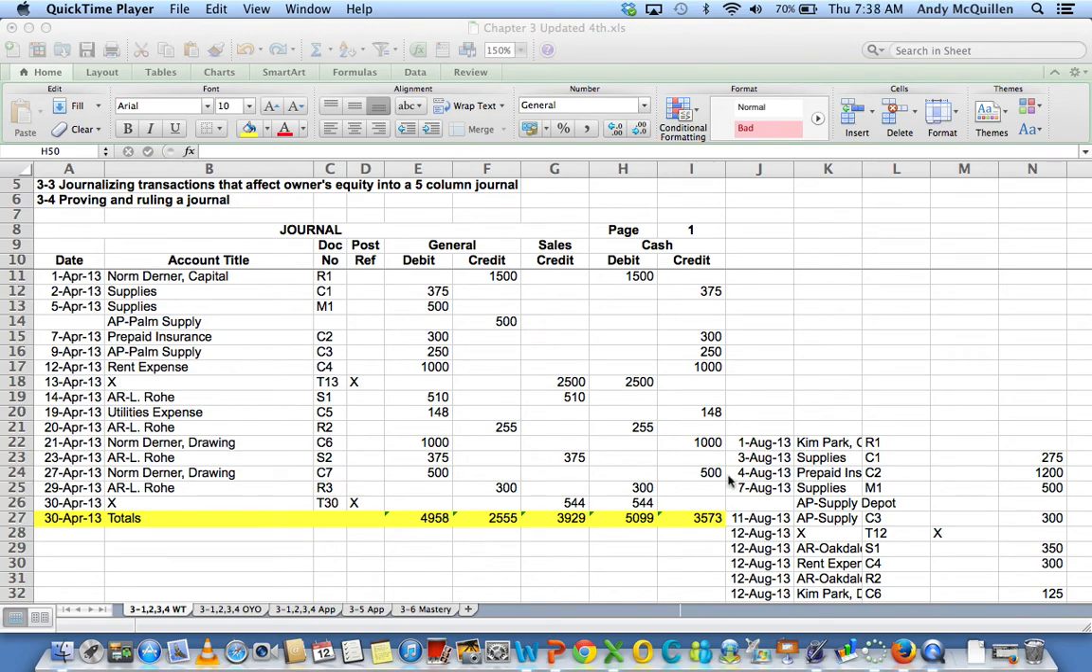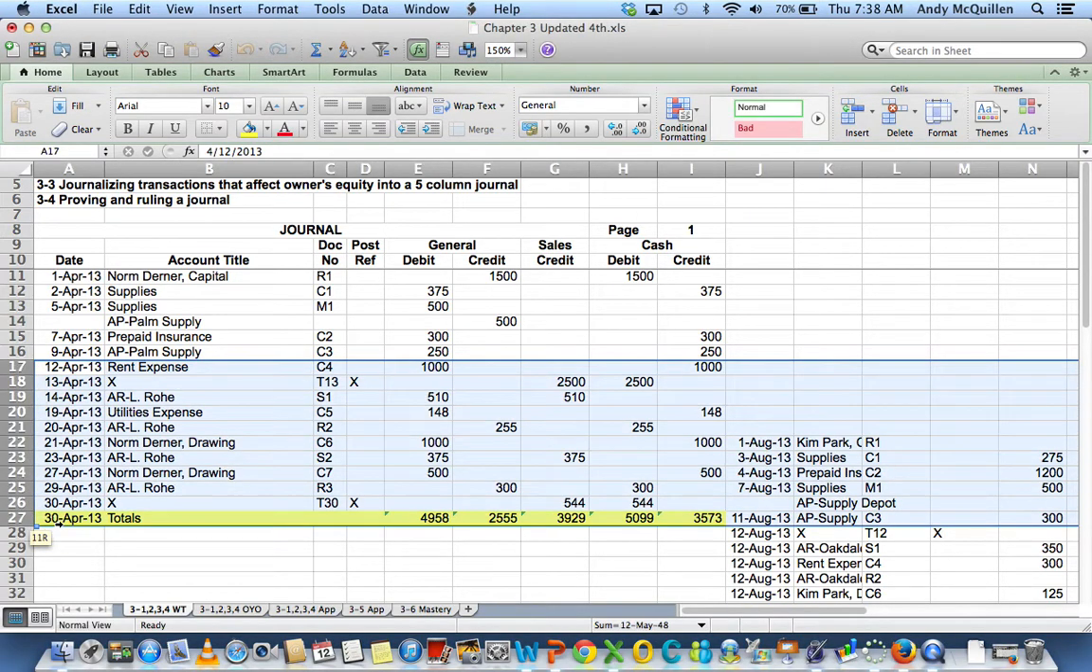3.3 and 3.4 get into the latter parts of journalizing. Essentially, it starts with the 12th of April and goes on down the page. I'll just go through each transaction. April 12th is paying rent with cash. So what you are going to do is debit general and credit cash. Rent expense is going to be your account title.